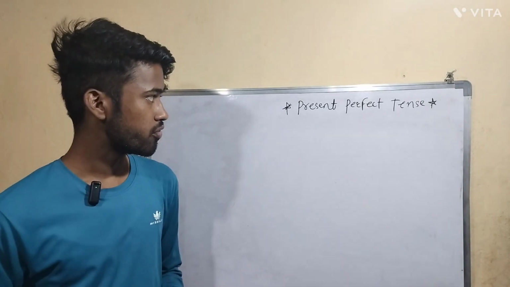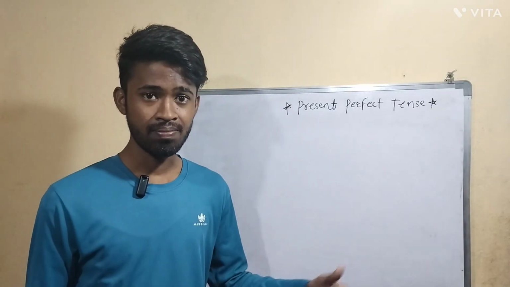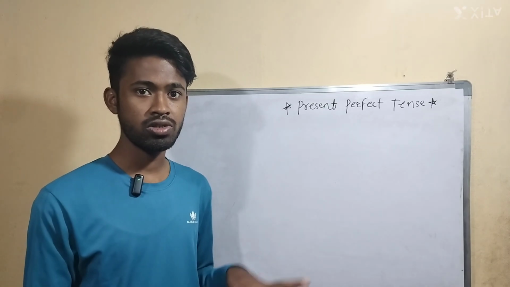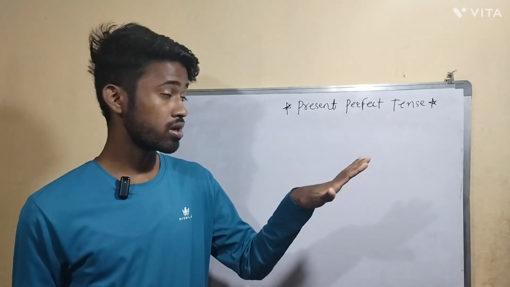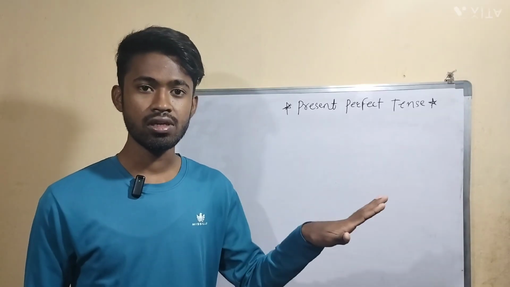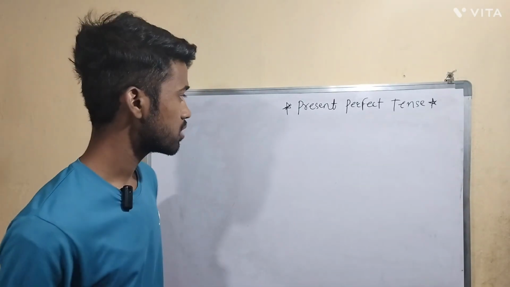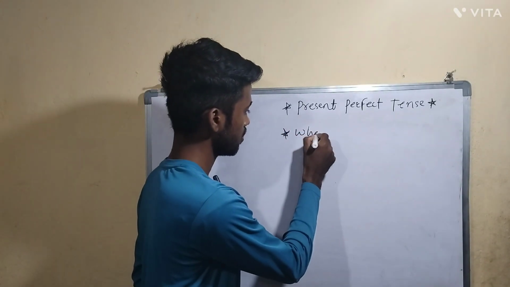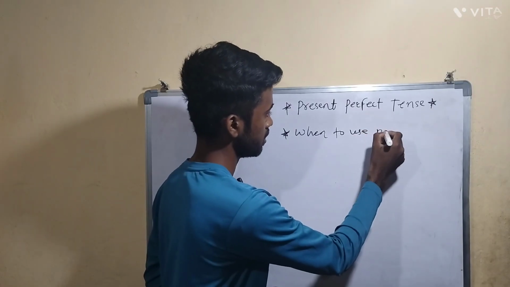Okay, so here first we will see when we have to use the present perfect tense. After that, we will see the different structures, meaning the positive structure in present perfect tense, the negative structure, and later we will see the interrogative structure. So let's start with when to use present perfect tense.